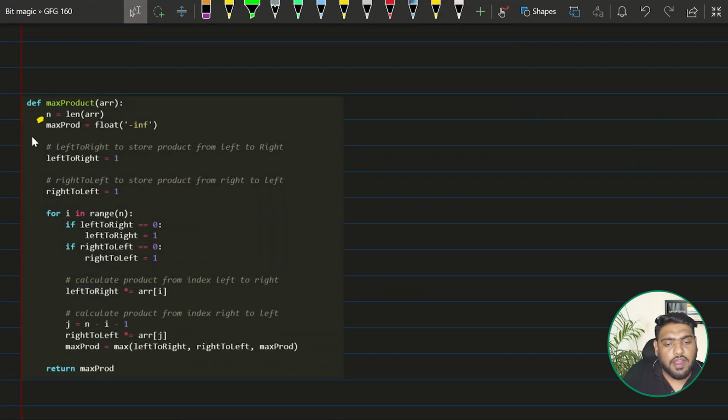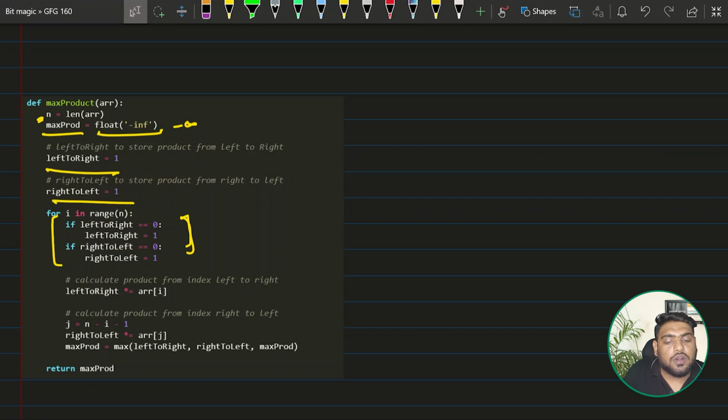I have kept the track of n. I have made this variable maximum product, for which I have given negative infinity initially, so that whatsoever new value I get, any bigger value, I keep on storing in that. I have made two variables here, left to right and right to left. Initially, what have I done? I have said, okay, this is the 0 condition.